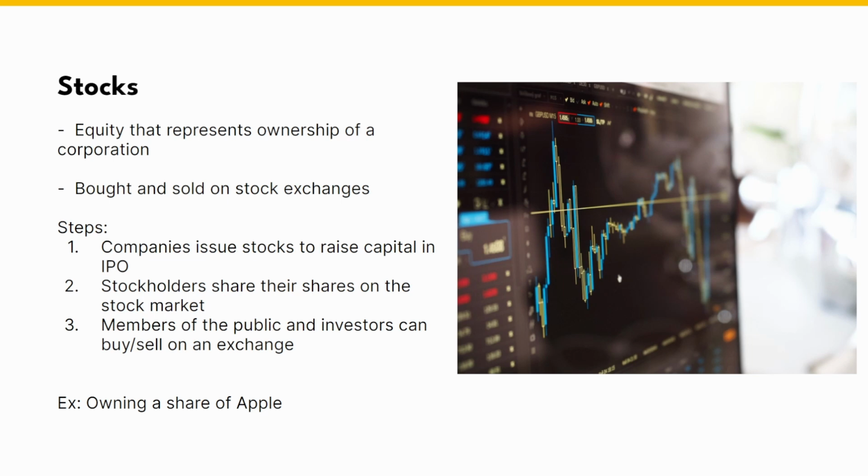So let's first discuss stocks. What are the different properties of stocks? A stock is essentially an equity that represents ownership of a piece of a corporation. An example I wrote down is owning a share of Apple. I wrote the steps down. First, Apple would issue stocks to raise capital in an IPO. IPO stands for initial public offering.